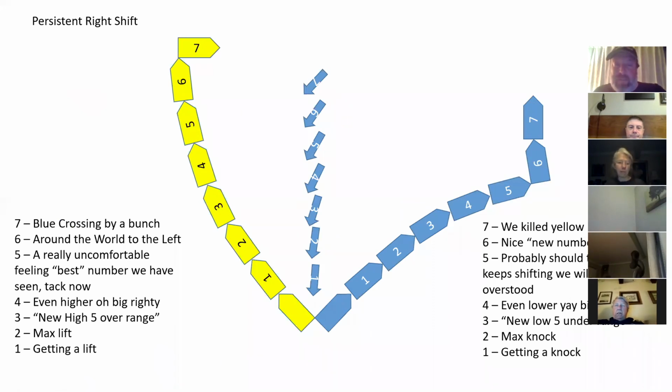I'm back to my little boats here. So pretty much what's going to happen in this picture, like I said, the breeze isn't going to come back to the middle. This is a persistent shift. Like we discussed, the breeze is going to go right, and it's going to continue to go right, and it's going to keep going that way.